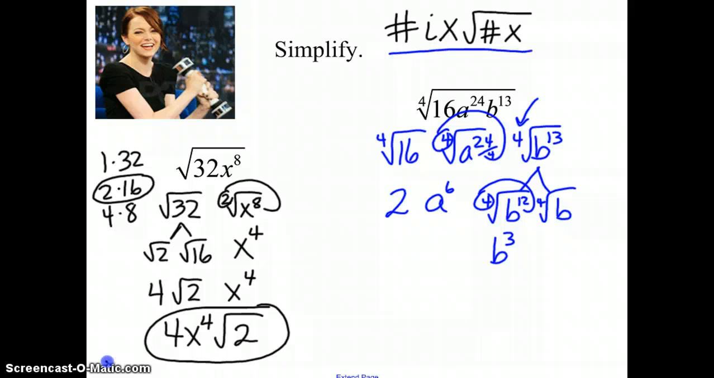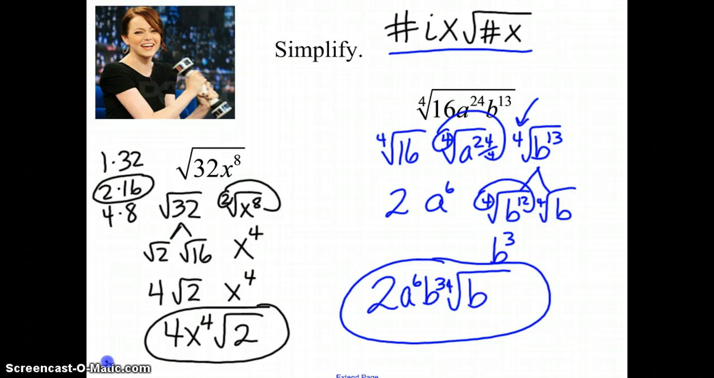Then I put it in this order. Number, letter, letter, and underneath the square root, or in this case the 4th root, we put just the letter. My answer is 2, a to the 6th, b to the 3rd, times the 4th root of b.